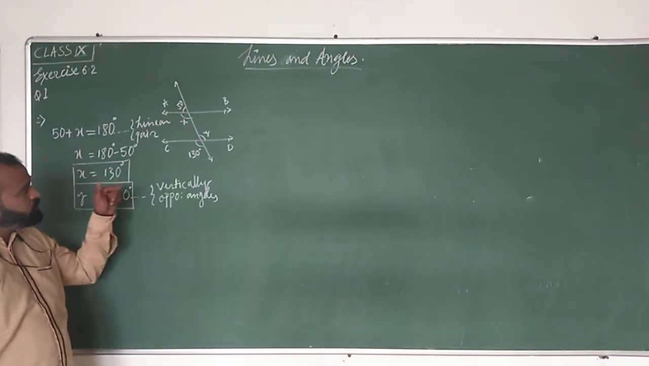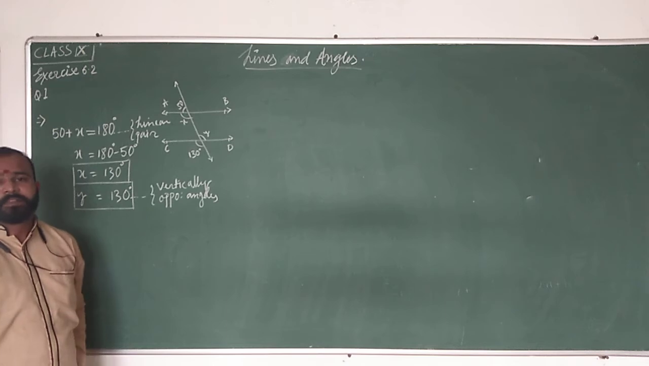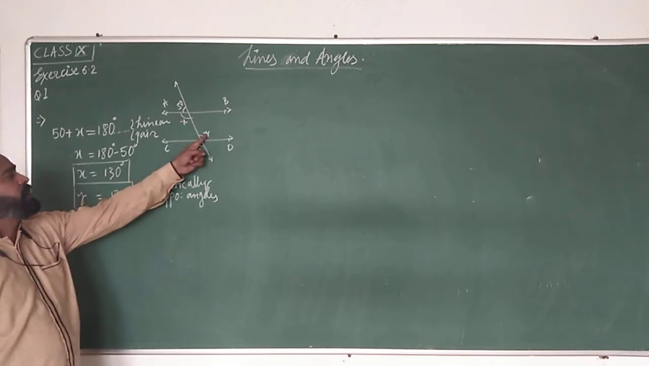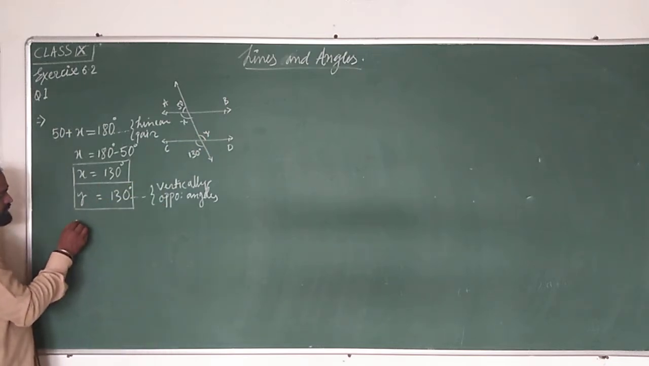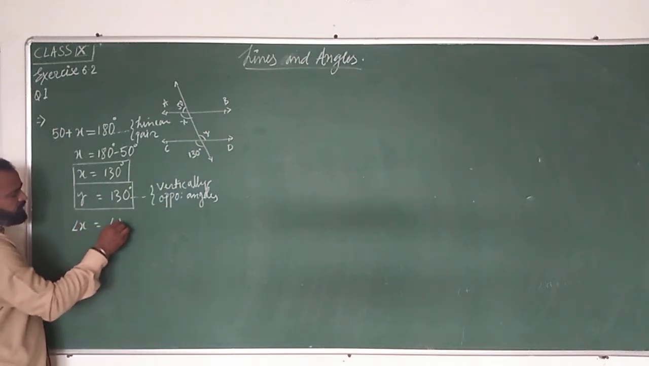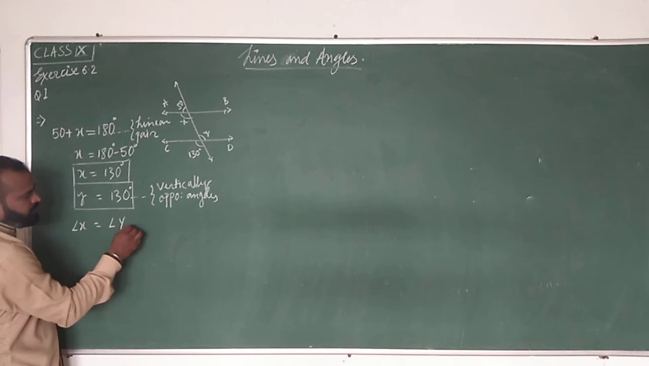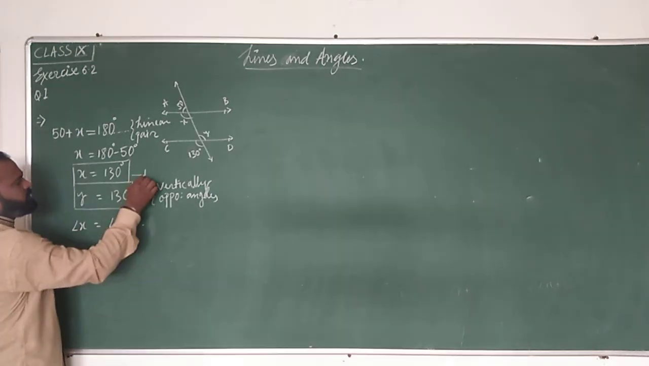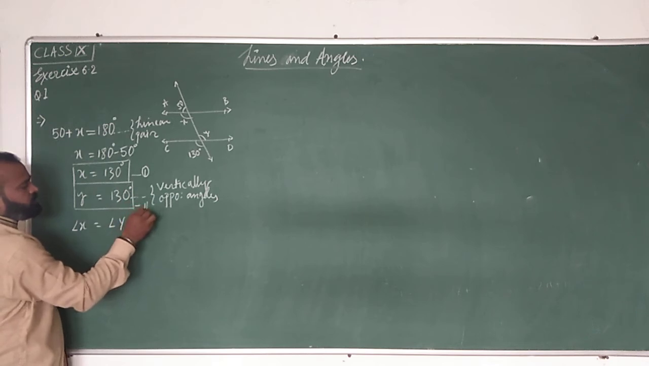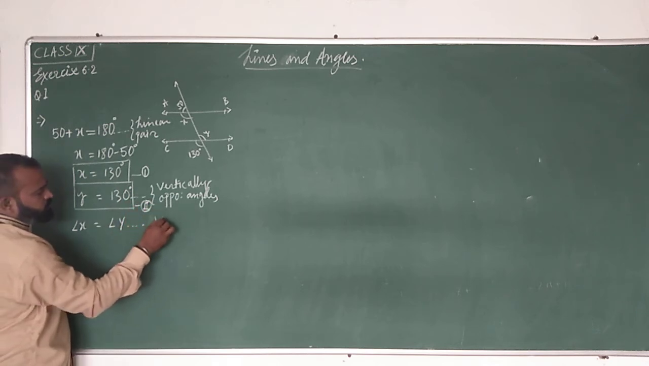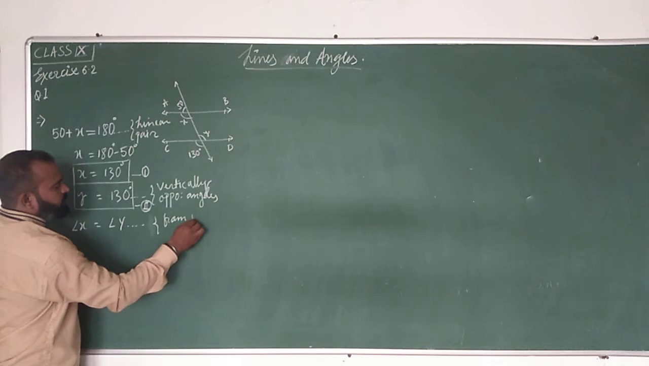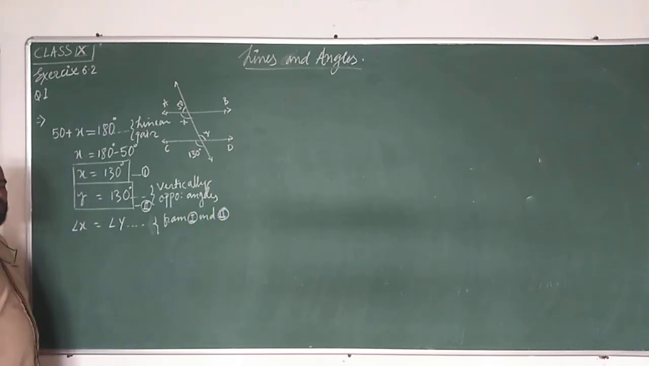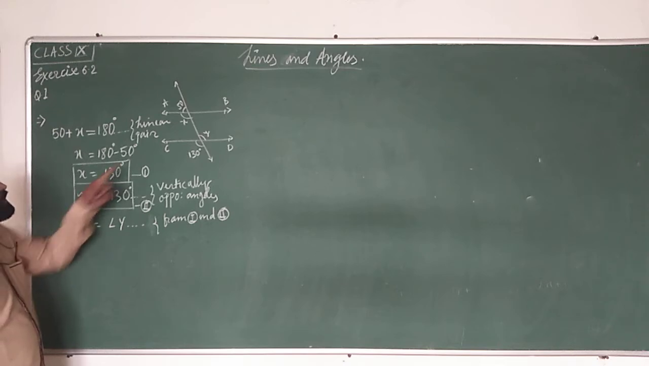Okay? Now we have to prove whether they are parallel lines or not. Now you can write the relationship between x and y. Here angle x is equal to angle y. Okay? Angle x is equal to angle y. We can call these equation number 1 and equation number 2. From 1 and 2, we can write that angle x is equal to angle y.